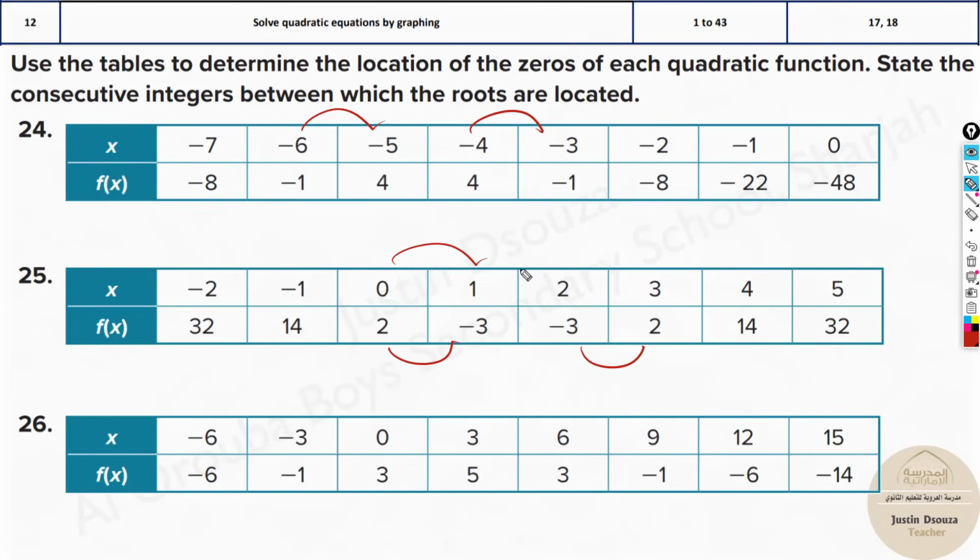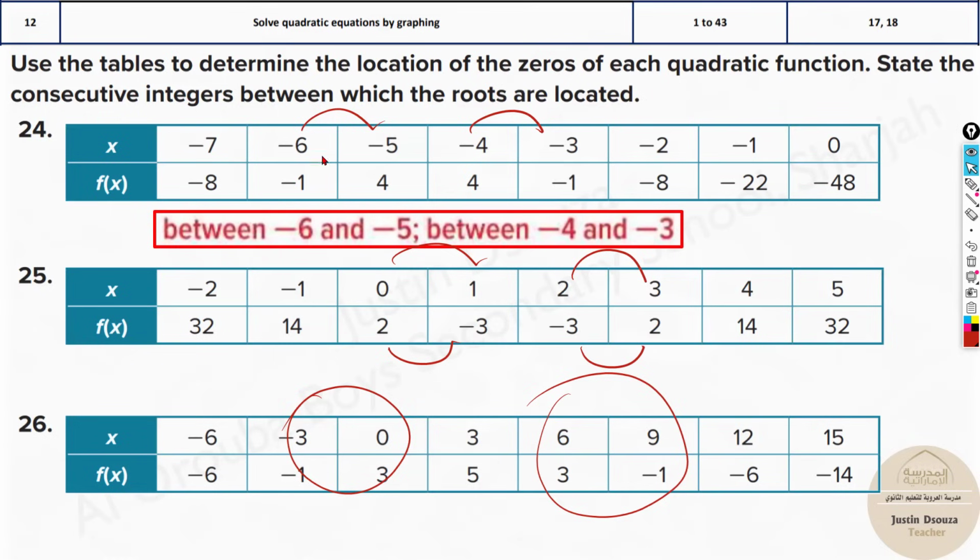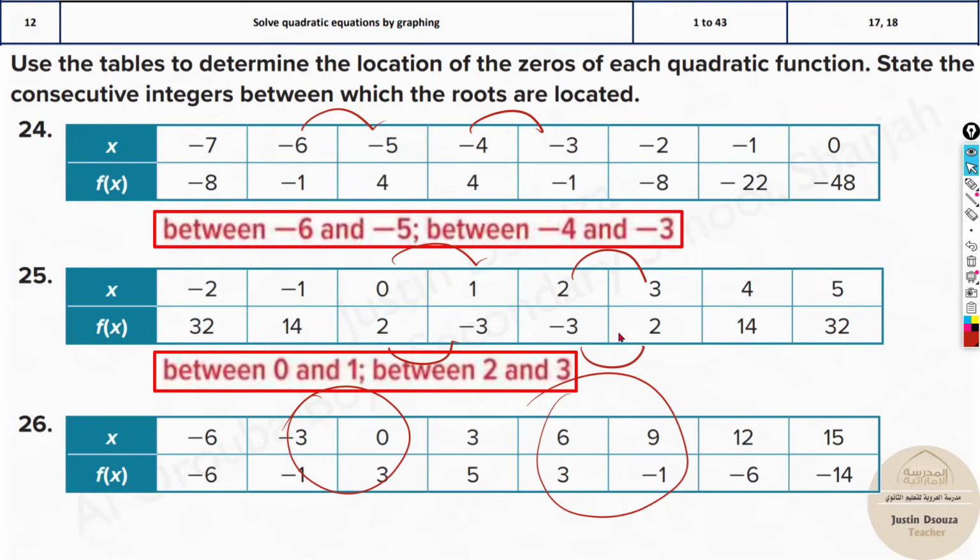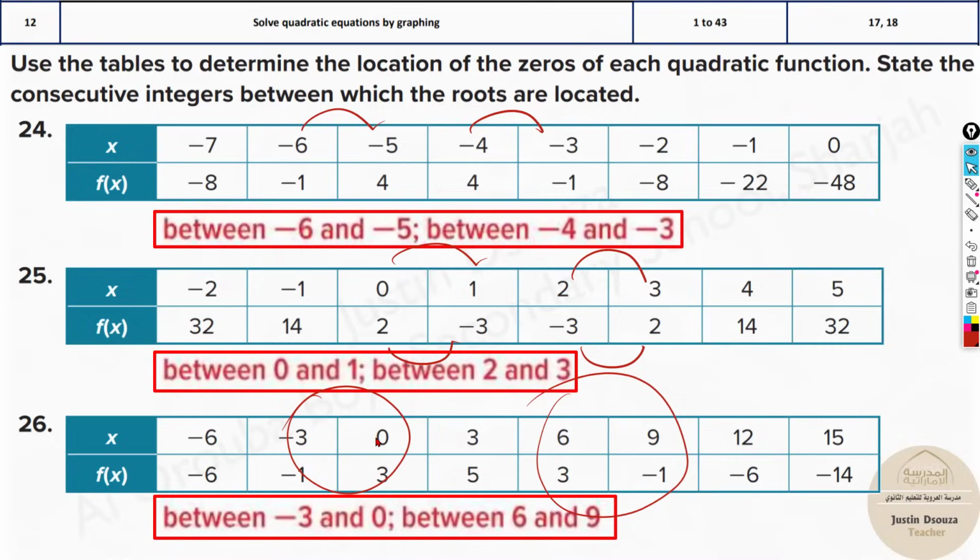So these two are the solutions. The above ones. And same thing over here. From here to here, these are the solutions. And lastly over here. So you can just tell in between these values. Say it's between -6 and -5 and between -4 and -3. Same thing over here and over here, between -3 and 0 and between 6 and 9.